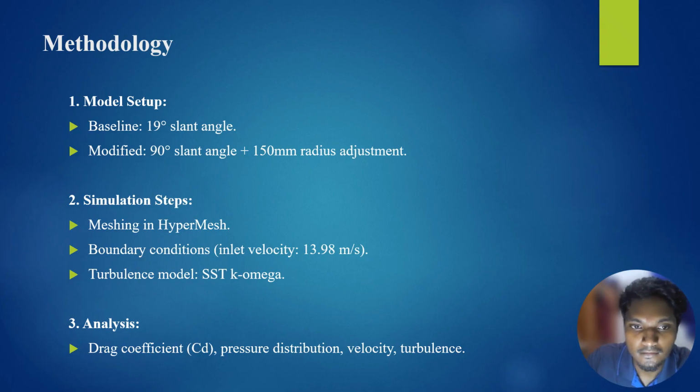So for the methodology, first for the model setup, the baseline is a 19 degree slant angle. For the modified version, we use a 90 degree slant angle plus 150 radius adjustment. The simulation setup is meshing in HyperMesh. The boundary condition is inlet velocity 13.98 meters per second. The turbulence model is SST k-omega, and the analysis covers drag coefficient CD, pressure distribution, velocity, and turbulence.